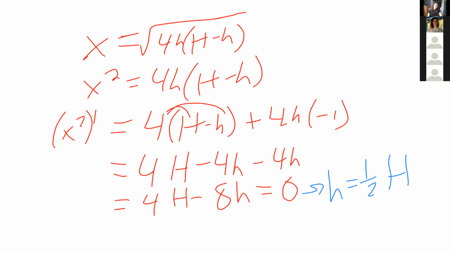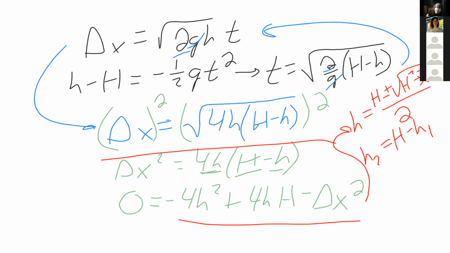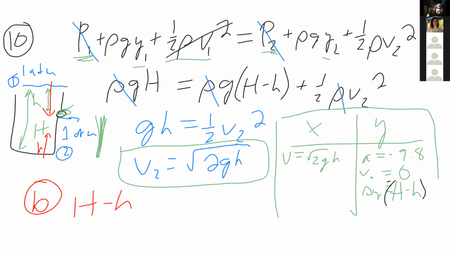In other words, how do I maximize my x distance? It's actually to drill a hole in the middle of the tank, drill your hole right in the middle. And that's the perfect balance between the depth that gives you more initial velocity and the height that's left over so that you can get more projection.